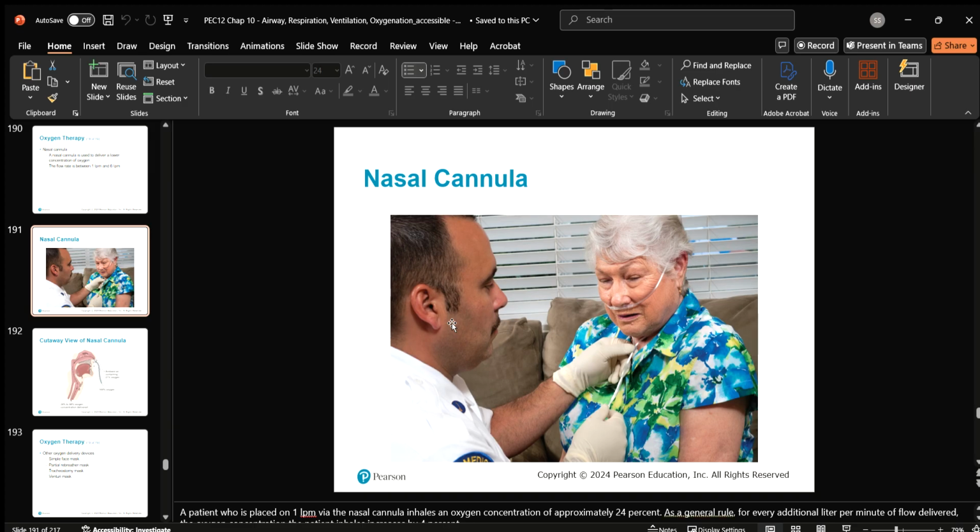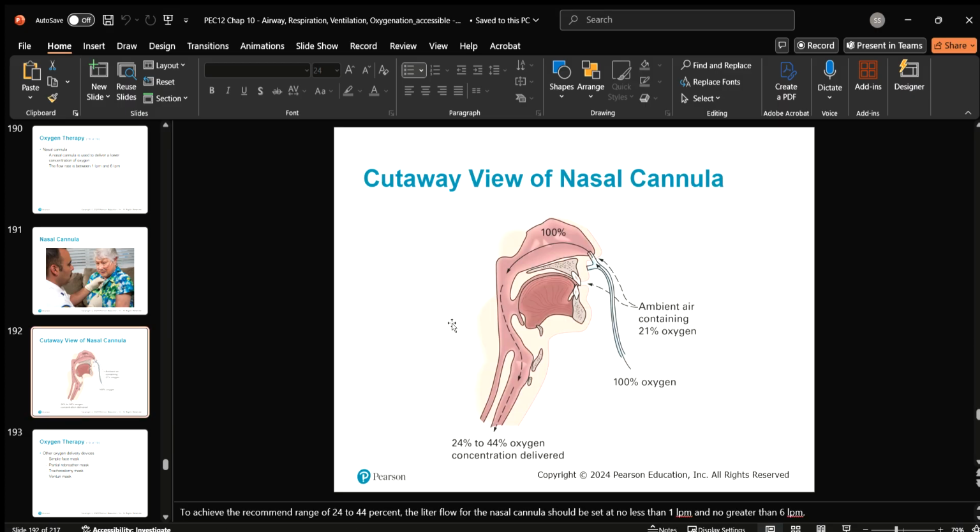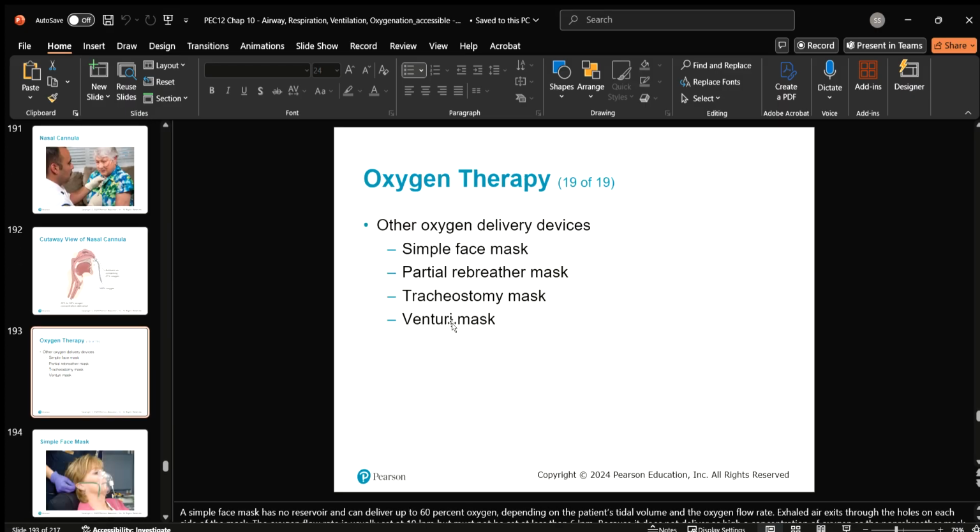Oh, real quick. Nasal cannula. What is the flow rate? No. 2 to 6 liters per minute. You're probably going to get a test question like that.